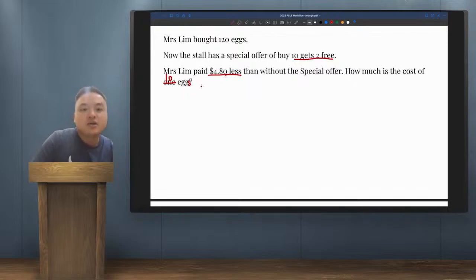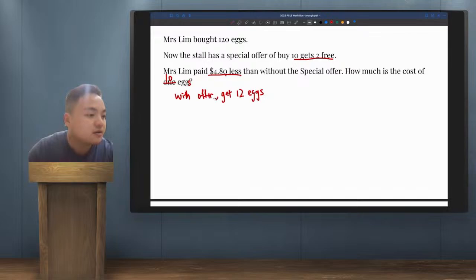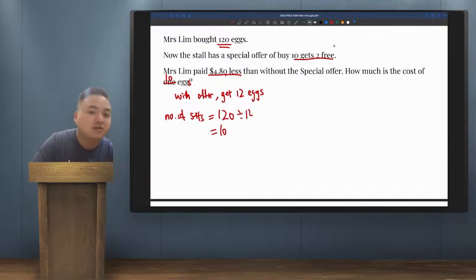So for this one, we can see that buy 10 get 2 free. So with the special offer, she can get 12 eggs every time. In order to buy 120 eggs, she needs to get how many sets? Number of sets, we use 120 divided by 12. So she needs to buy 10 sets of such promotion.